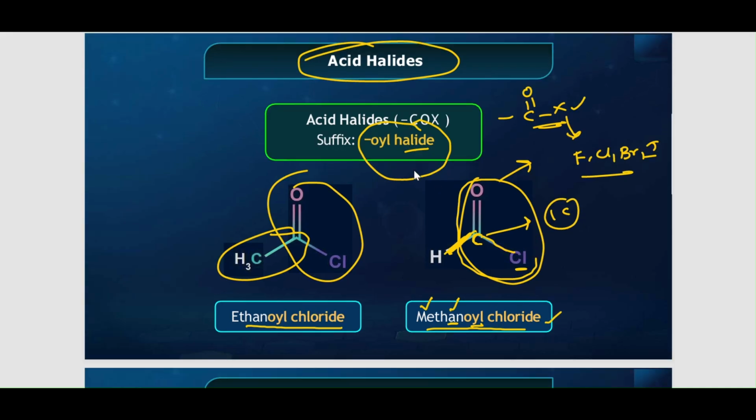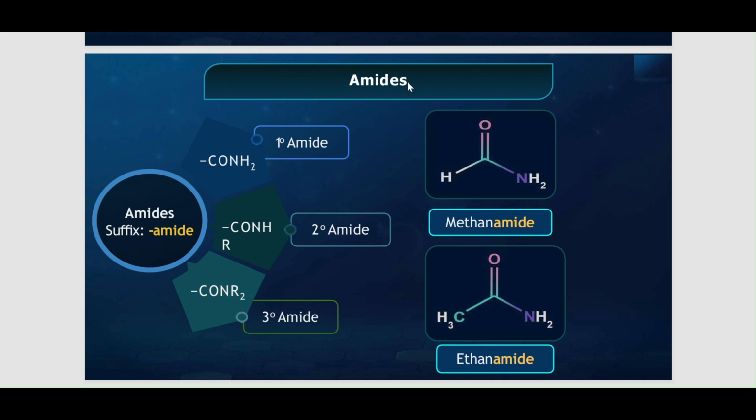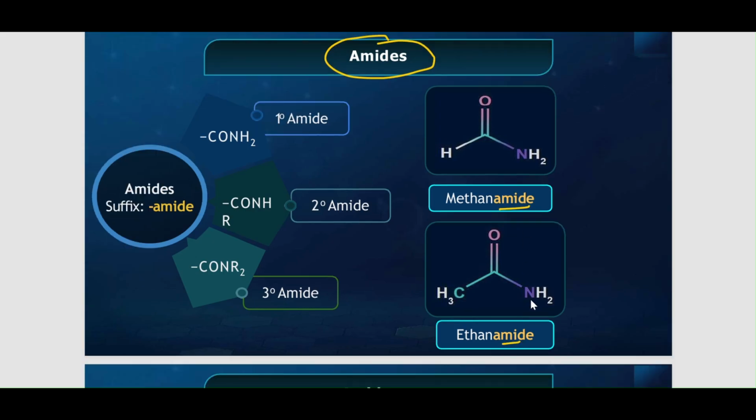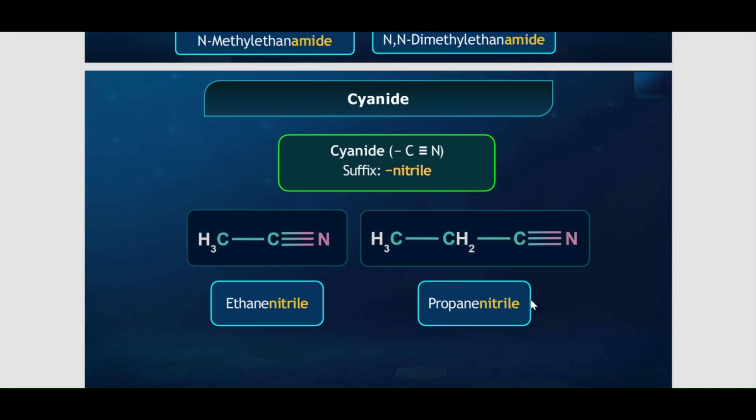So like that, here we have many functional groups. For example, for amides, we can use simply "amide" only. Like that, amines functional group. Like that, cyanides. Right. For the cyanide functional group, we will use the secondary suffix as nitrile. We can use the secondary suffix as nitrile. Clear?